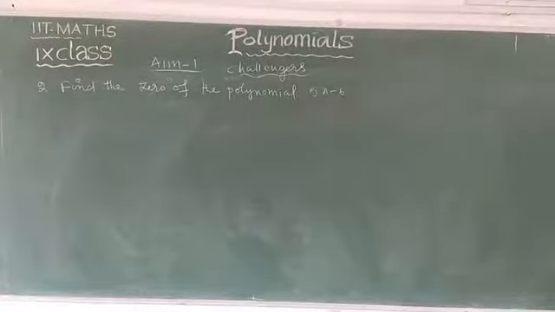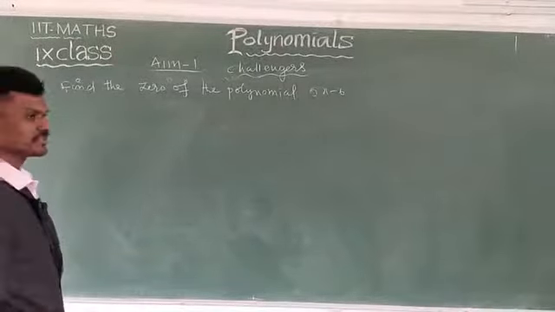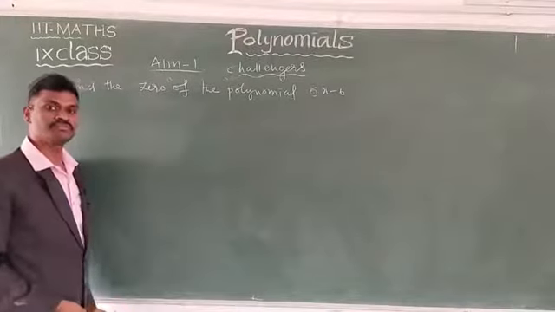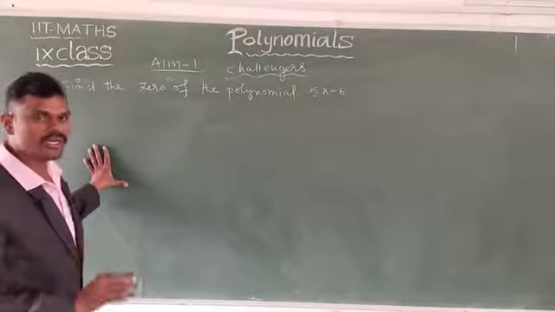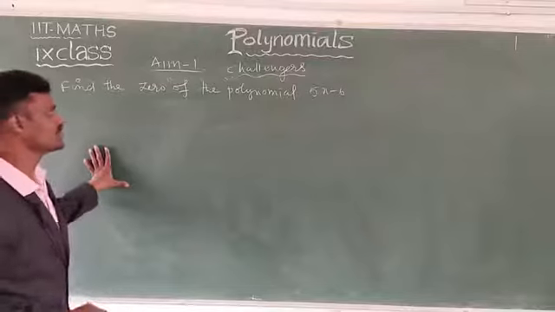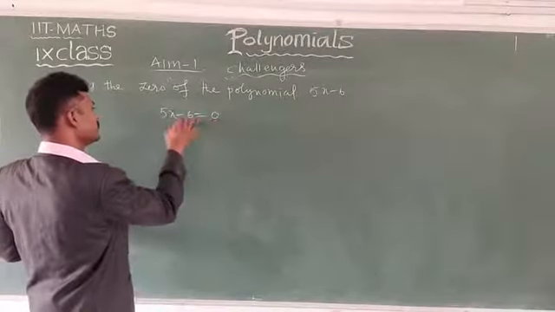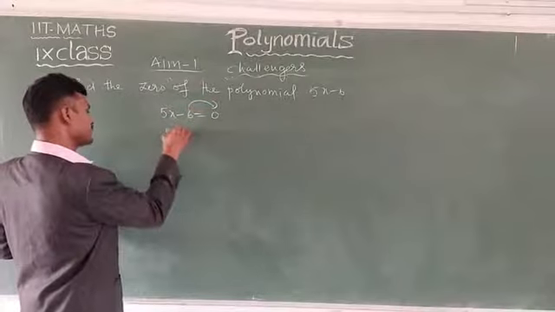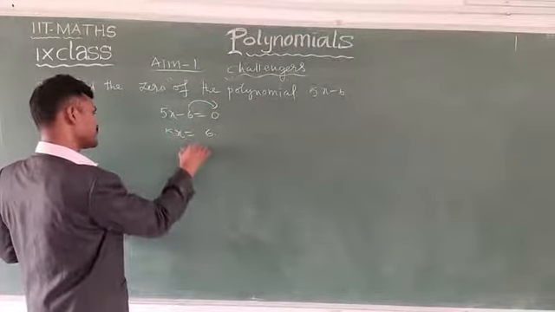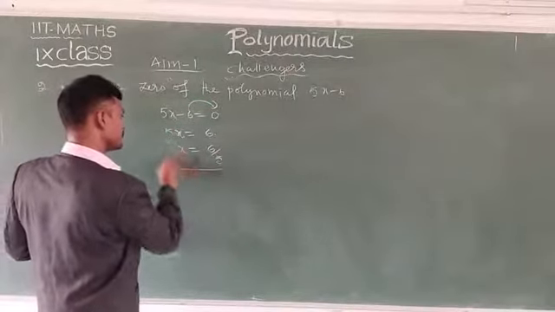Next, second one, find the 0 of the polynomial 5x minus 6. Here 0 of the polynomial means when a polynomial is equal to 0, that is called the 0 of the polynomial. Then 5x minus 6 is equal to 0. This 6 goes to this side, 5x is equal to 6 and x is equal to 6 by 5. This is the answer. Note down.